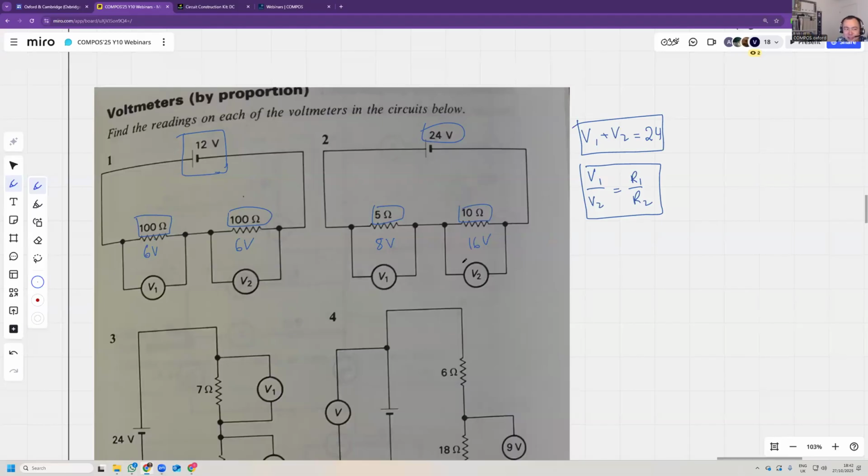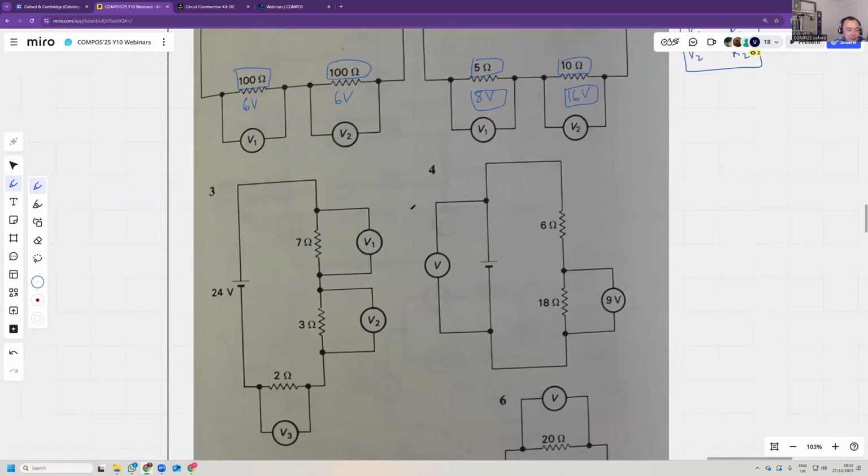You don't need to solve them simultaneously. You just see the answer. Just to be 8 and 6, because that's how they are split in proportion. That's what I'm talking about. We are developing an intuition about circuits. Let's look at the next one.